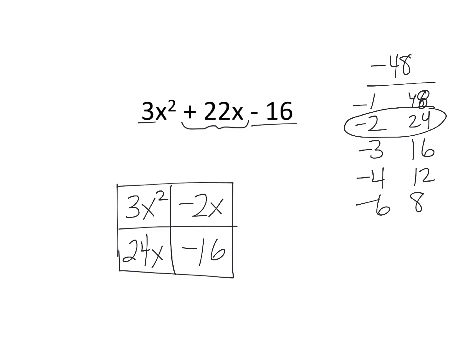Okay. What can I pull out of a 3x squared and a negative 2x? Just an x. Which means I have a 3x left over, and it looks like a negative 2 on this side. And then in the bottom row, what can I factor out of 24 and 16? An 8. Positive 8. All right, let's test this out. 8 times 3x, is that 24x? Yes. In the bottom corner, 8 times negative 2, does that give me negative 16? Yes. All righty.